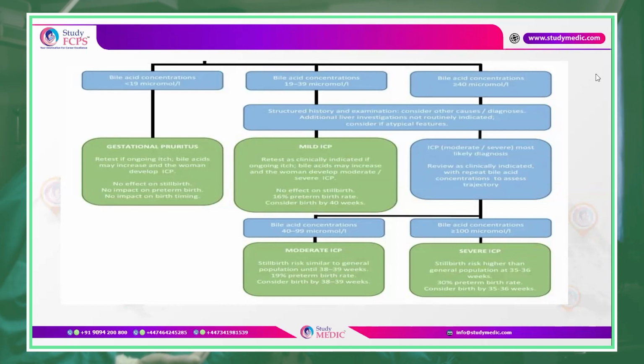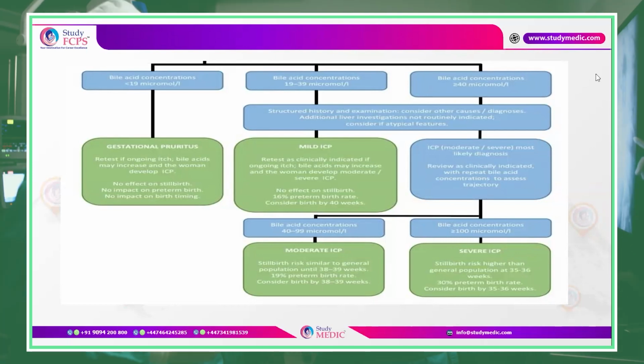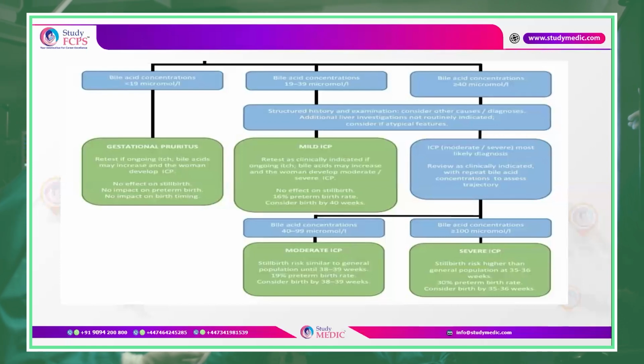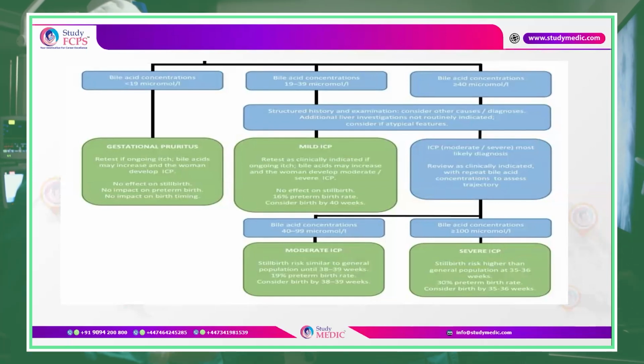Now we come to the severe intrahepatic cholestasis of pregnancy, where the stillbirth rate is high compared with the general population by 35 to 36 weeks. 30% risk is for the preterm birth rate, and planned birth is considered by 35 to 36 weeks of gestation, however, under the cover of antenatal corticosteroids.